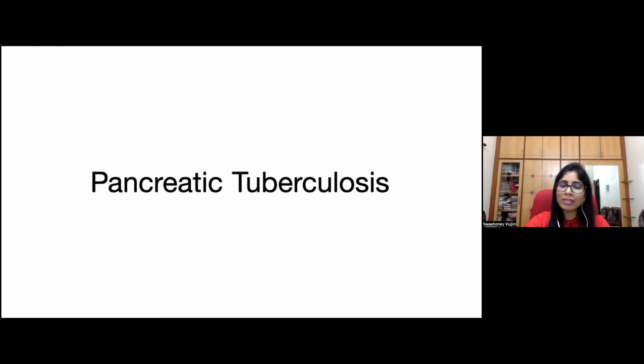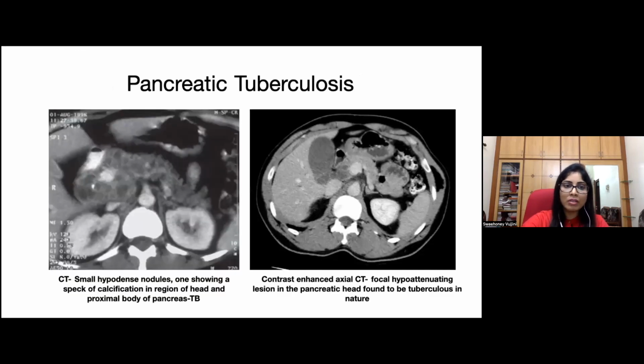Pancreatic tuberculosis, this is also a very rare form. So the CT of pancreas shows small hypodense nodules. We can also see a speck of calcification here in the region of head and proximal body of pancreas. This is a contrast-enhanced axial CT showing focal hypoattenuating lesion in the pancreatic head.